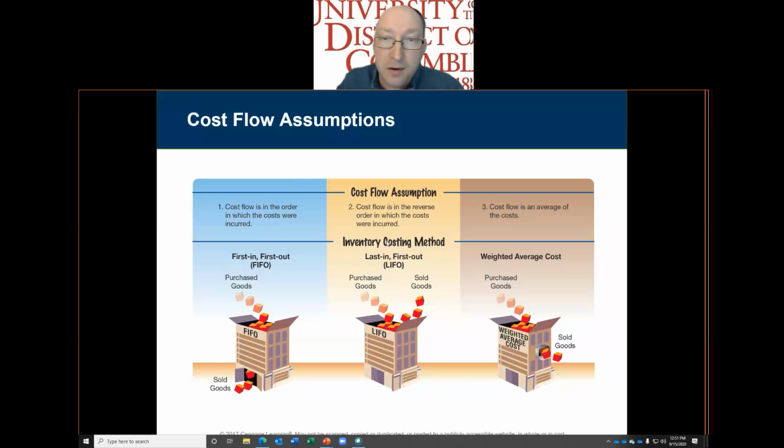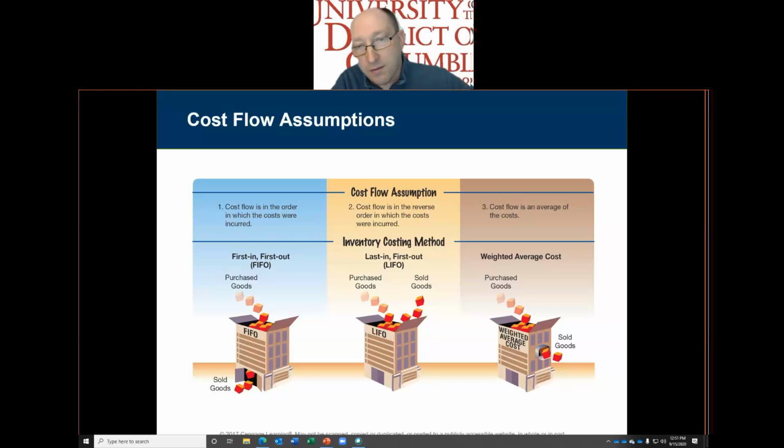The second one is last in, first out. The cost flows the reverse order in which the costs were incurred. So Macy's might use this example, or there's a couple of companies that use it, right? They get the inventory in from their vendor, and then they get another batch of inventory in from their vendor. That last batch is the one that gets sold first.